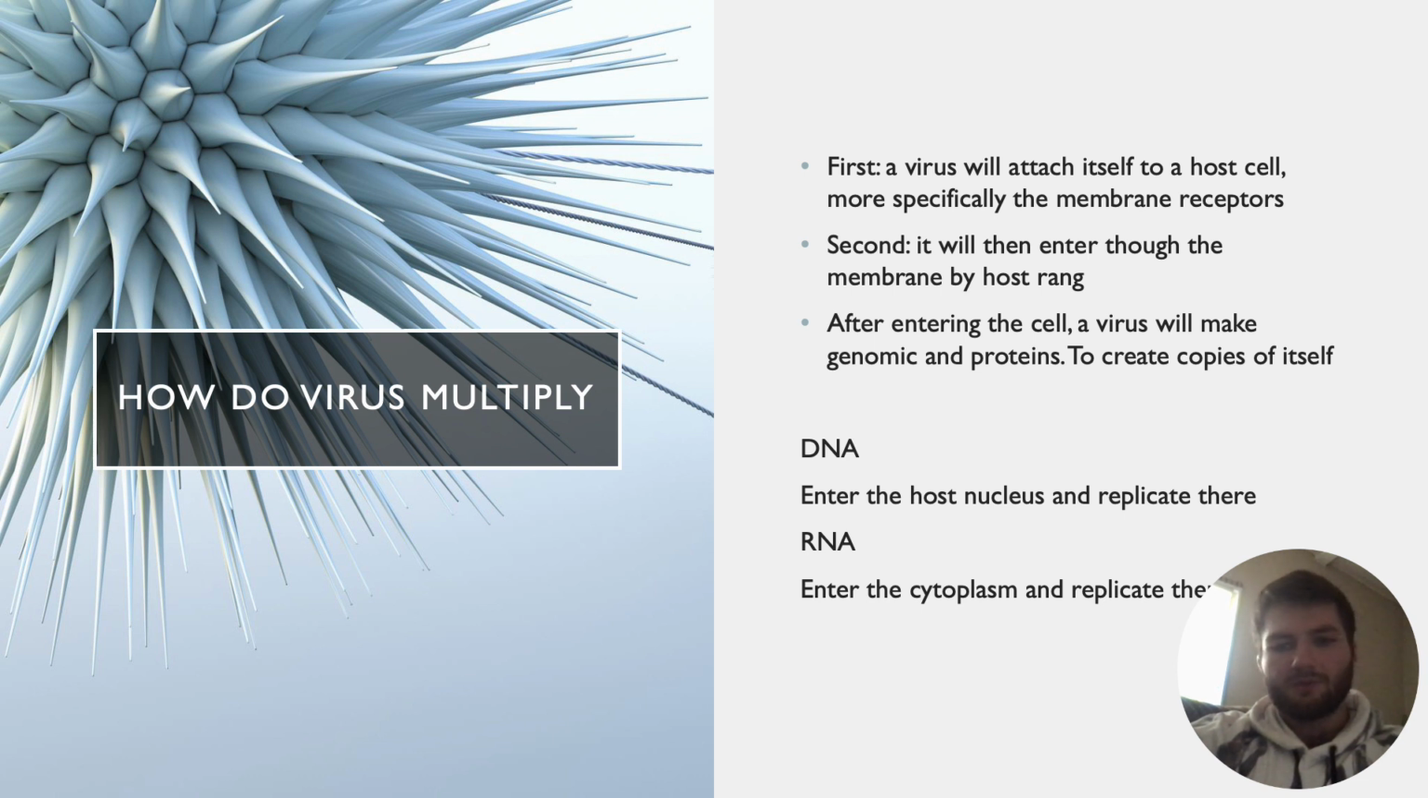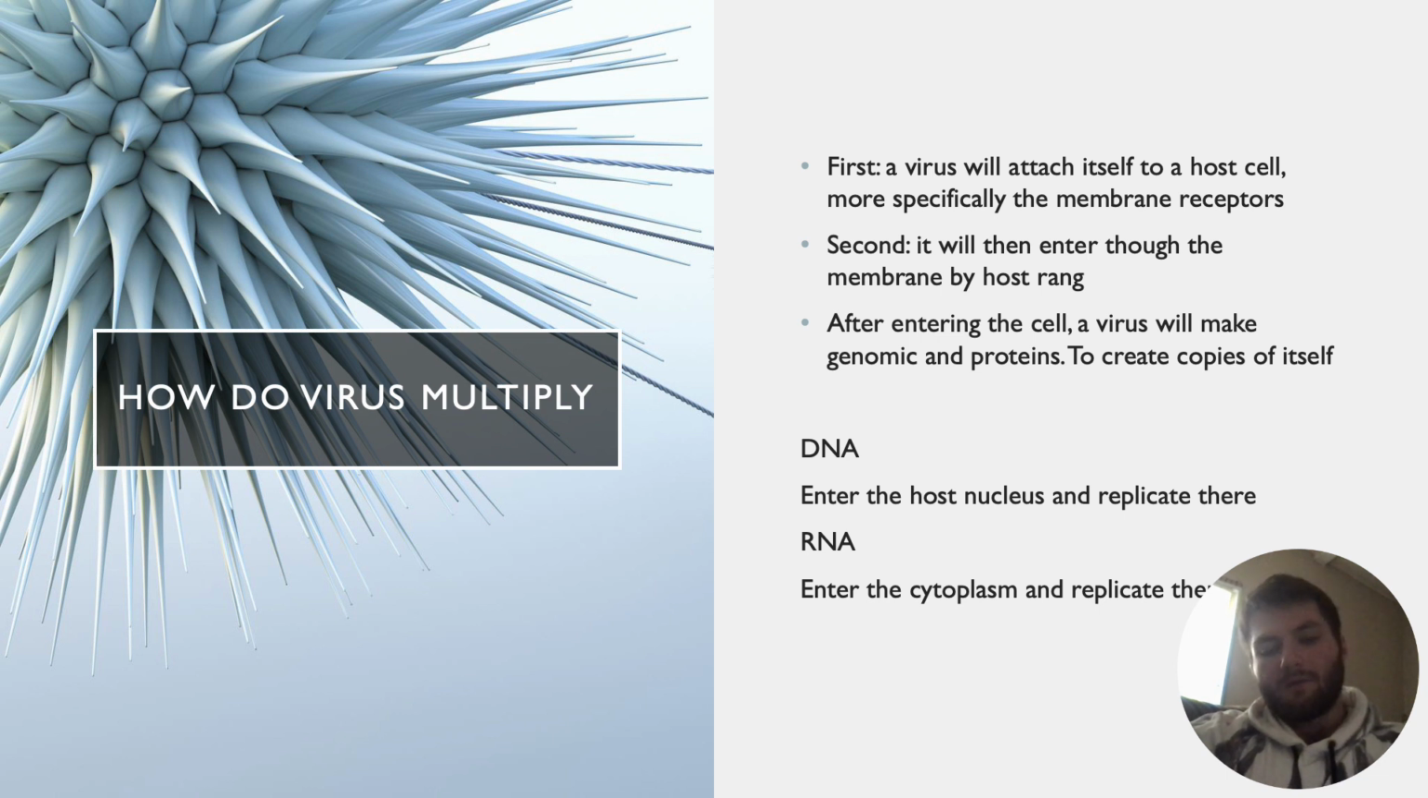They mostly attach to the membrane receptors, and the membrane is like the entrance of cells. Then it enters through the membrane by host range. That's what that part is called. After entering the cell, a virus will make genomes and proteins to create copies of itself.